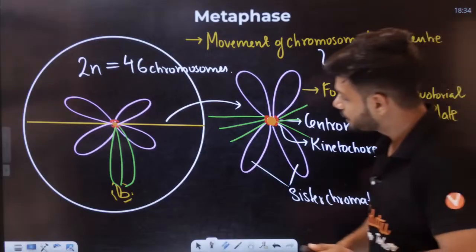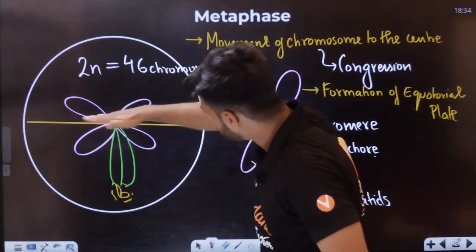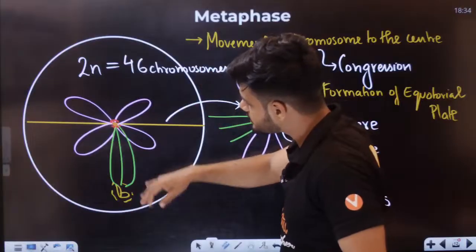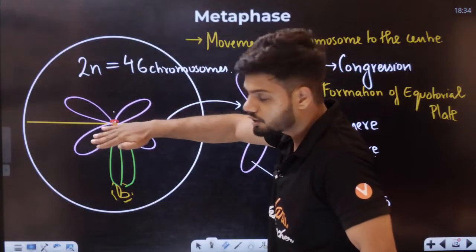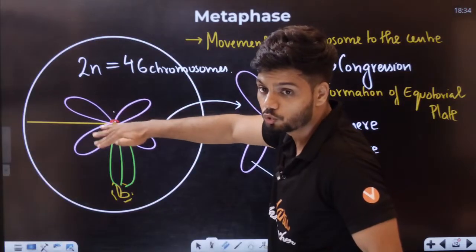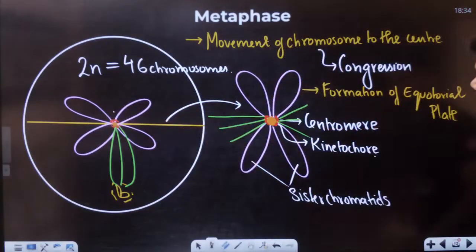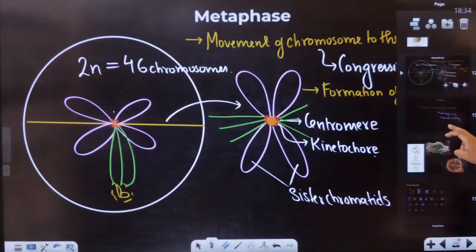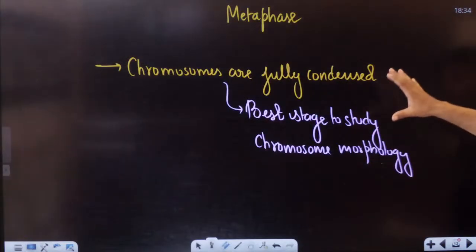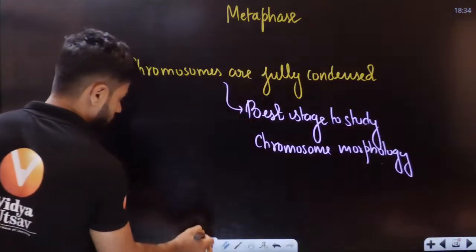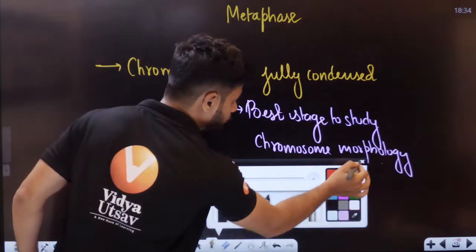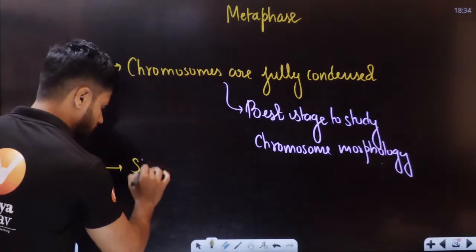And you can see, students, here at the equatorial plate in metaphase of mitosis, there are always 2 sister chromatids arranged here. Okay. It is the best stage to study chromosome morphology because chromosomes are fully condensed right now. Again, please remember the main point here in metaphase.